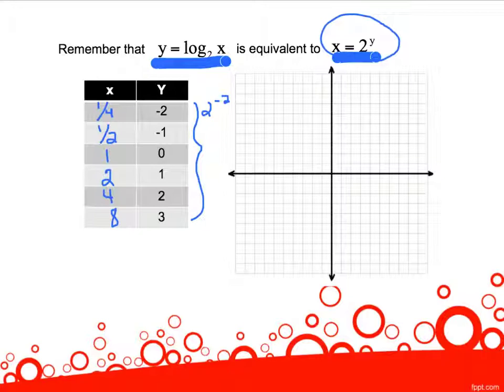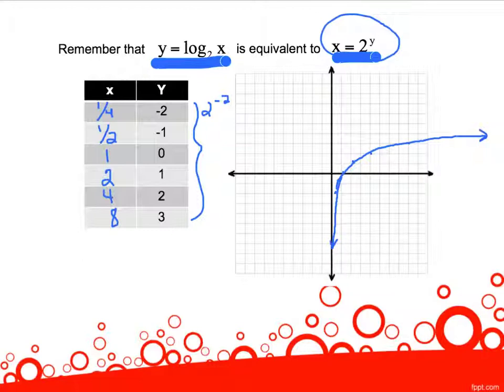So now if we plot those points, we have (1/4, -2). So that's going to put me right here close to the y-axis. I have (1/2, -1), (1, 0), (2, 1), (4, 2), and then (8, 3). So we can see that our graph is increasing, but it's doing it very slowly. But as we get closer and closer to the y-axis, our graph gets steeper.